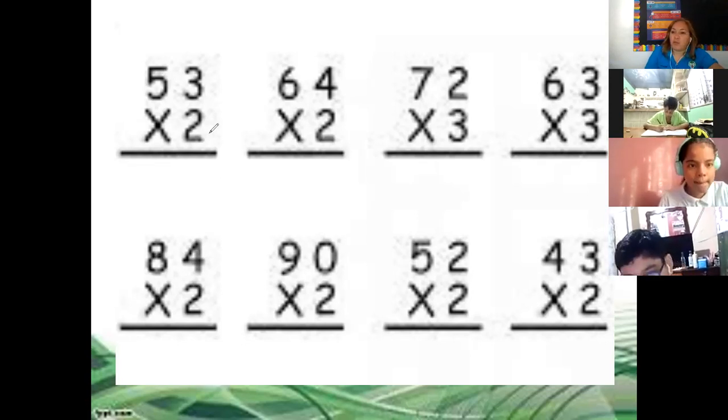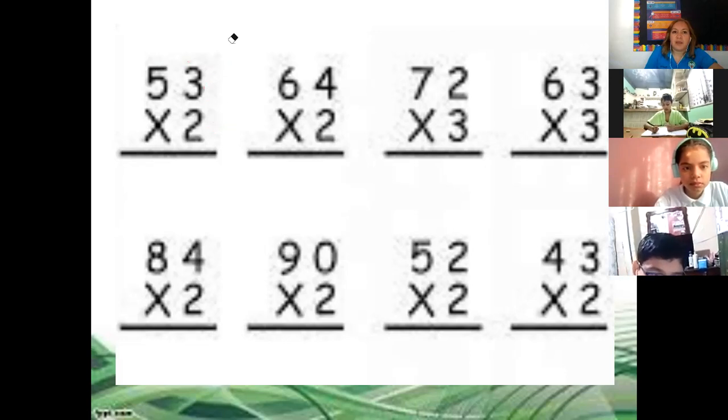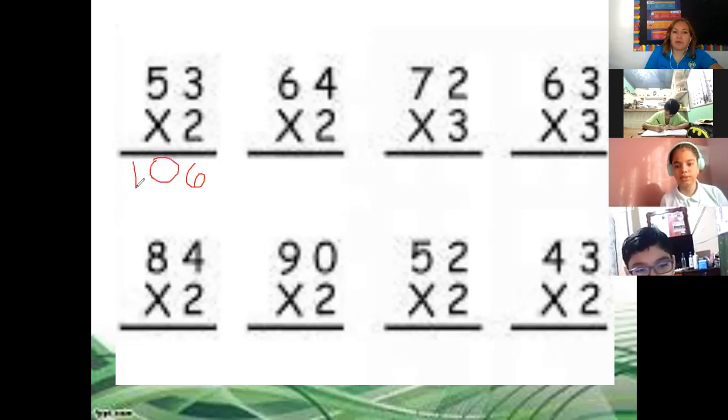Remember that when we multiply, we have to start multiplying the ones column. So here is 2 times 3, and then 2 times 5. Okay, Victor, let's multiply. 2 times 3 equals 6. And 2 times 5? Equals 10. Exactly. In this one, we don't have regrouping. We don't need it.